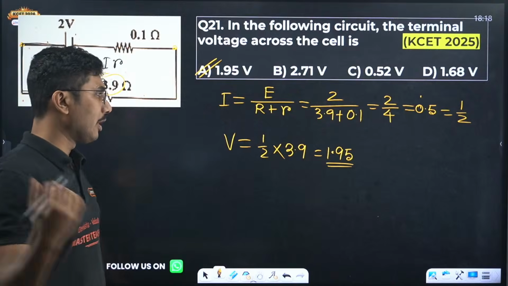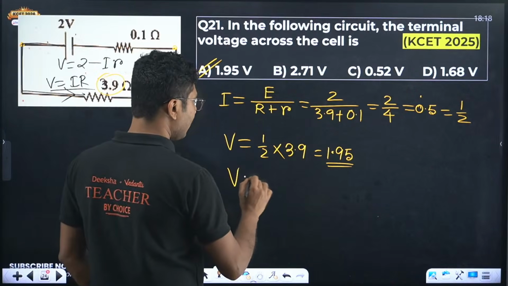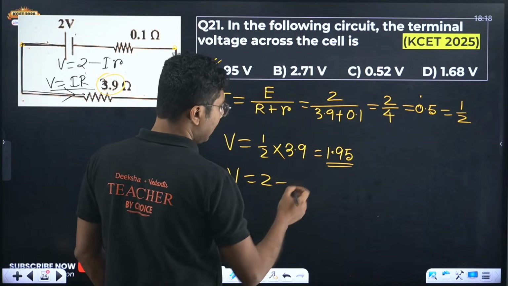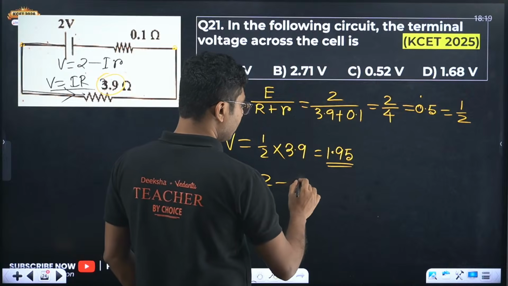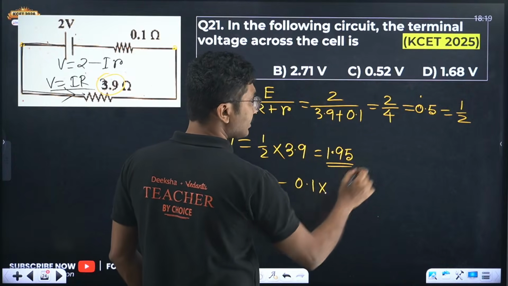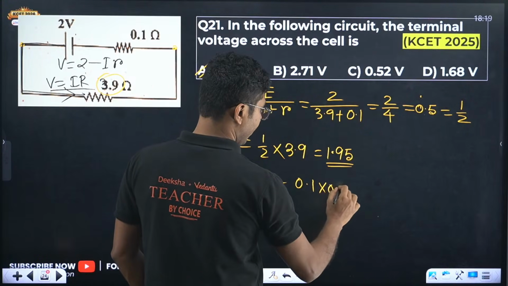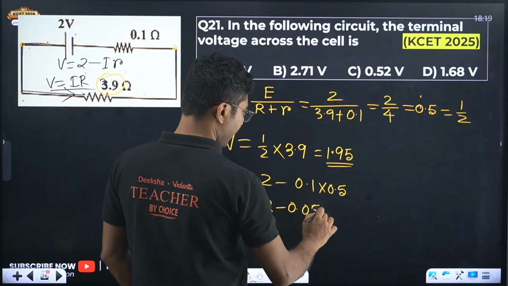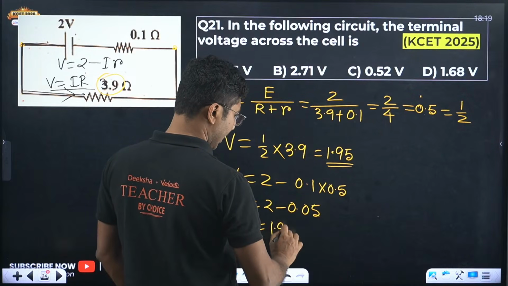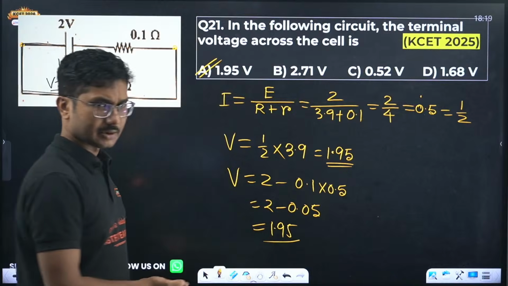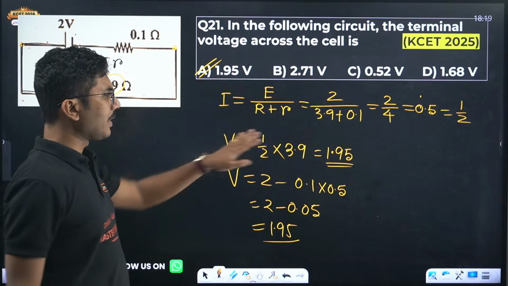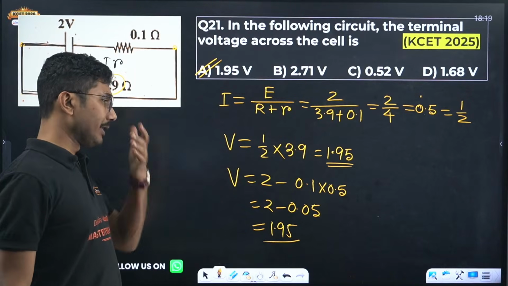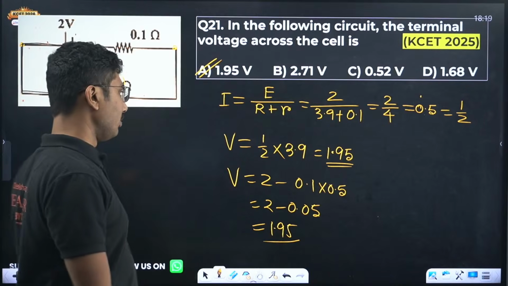Now if you want to use the second formula, sir, I want to use the second formula. Well, you can use that as well. So 0.1 is the internal resistance, the current is 0.5. So 2 minus 0.05, 1.95. You will get the same answer. It does not matter which formula you use, you will always get the same answer.